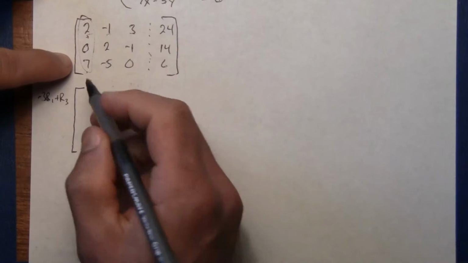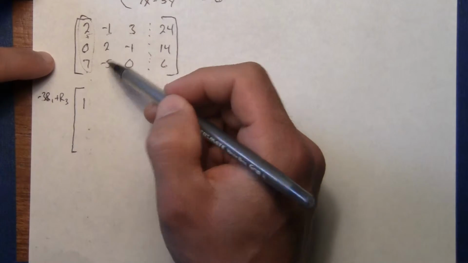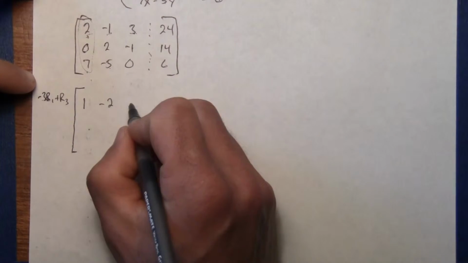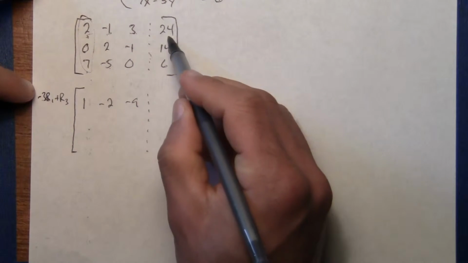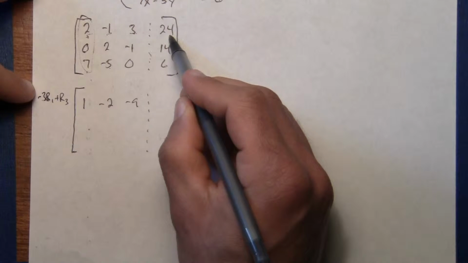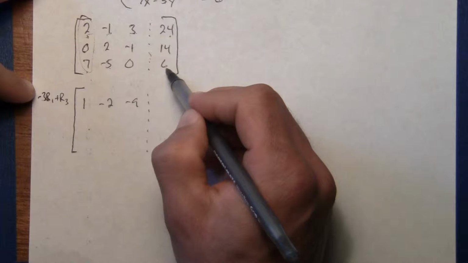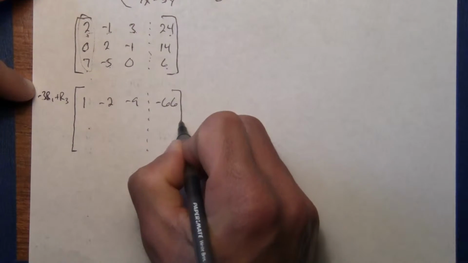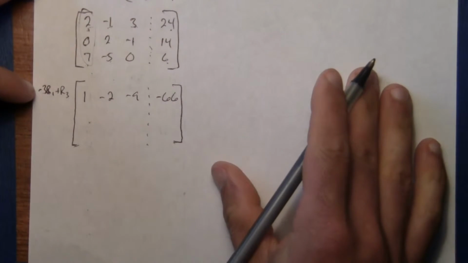So negative 6 and 7 is going to give me 1. That's going to become positive 3 minus 5, or negative 2. Negative 9 plus 0, so negative 9. And then negative 3 times 24 is negative 72. Add 6 to it will give me negative 66. If you need to show your work on the side, again, there's nothing wrong with doing that. You're always welcome to do that.